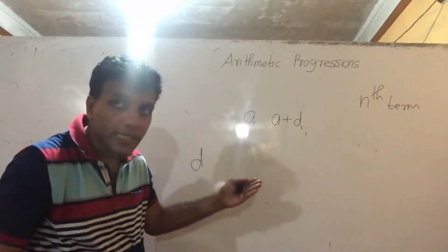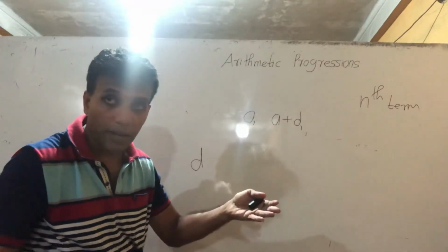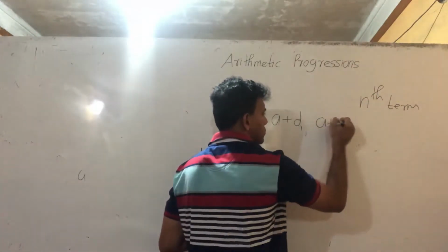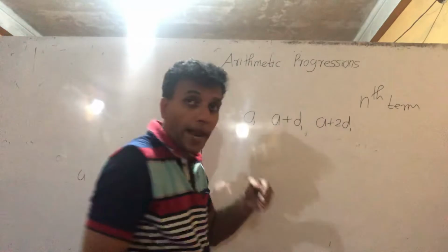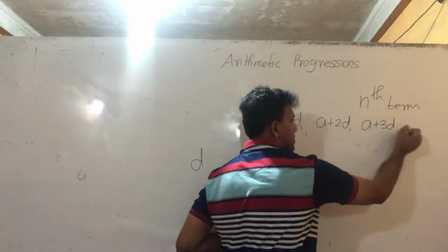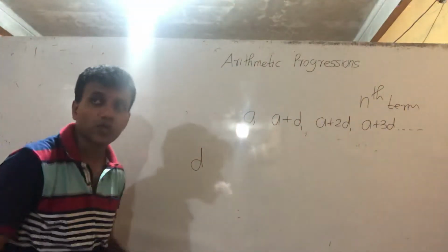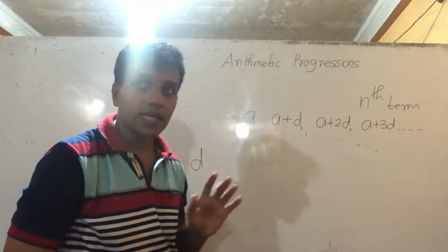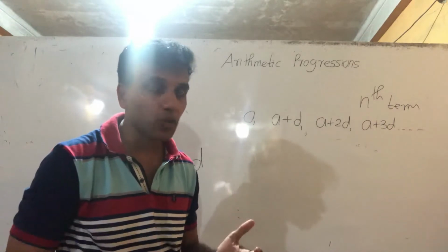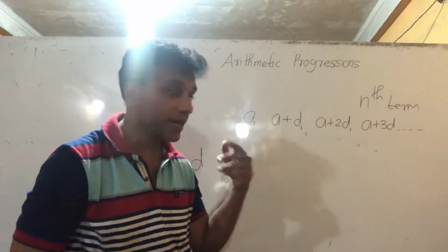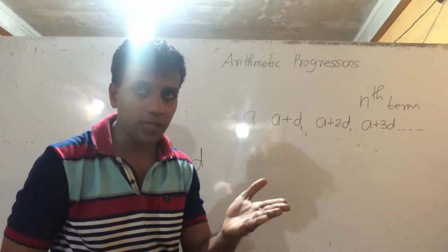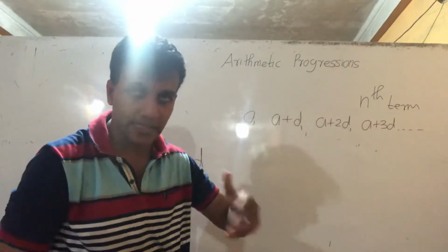Again, to A plus D add another D. What is that? A plus 2D, right? D and D, 2D. Add another D: A plus 3D. Identify the series: A plus 4D, A plus 5D and so on. First term is A, second term is A plus D, third term is A plus 2D. The 10th term is A plus 9D. See that? The 100th term is A plus, don't say 100D, 99D. The 11th term is A plus 10D, one less.